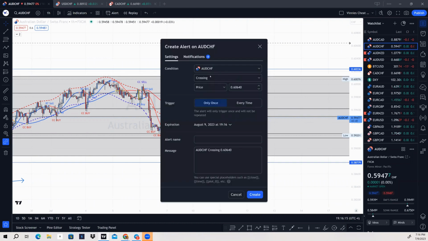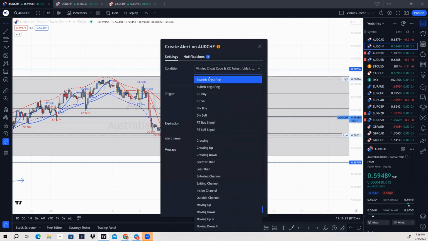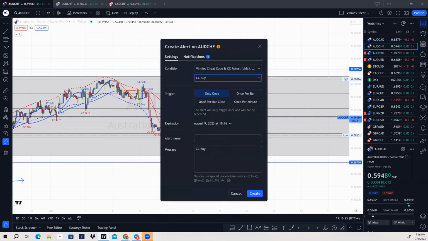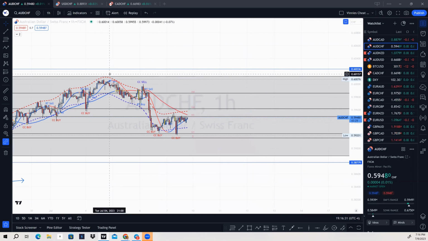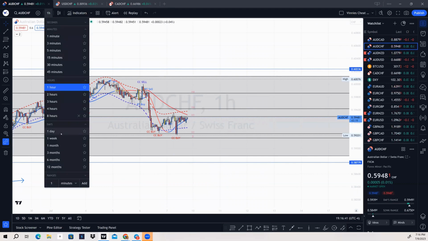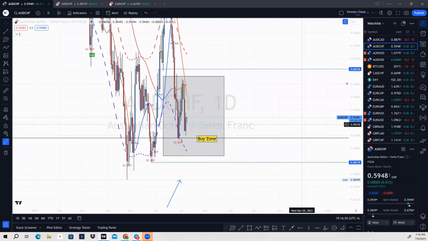be ready to buy. Okay, so we'll go to set an alert, go to create alert, go to condition, go to Vinnie's cheat code, go to CC buy, once per bar close, and click create. Okay, so now when price pulls back, we're ready to take a buy on AUDCHF. All right. Next pair is going to be, and I'll put all these trades inside of the free Telegram group for you guys to go back and take a look at. So don't worry. Let's go back to the daily time frame.